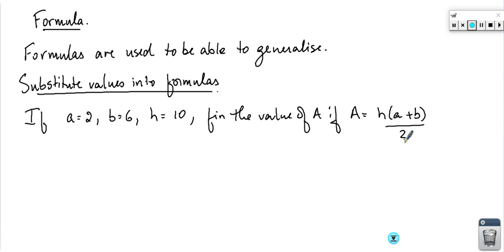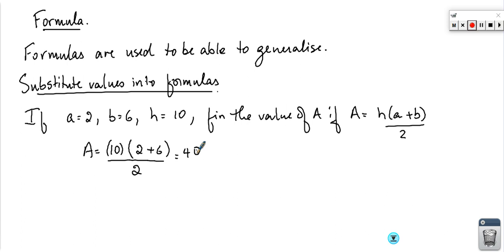So what do we need to do? We need to substitute a, b and h into that formula. And we get the following. A equals h, which is 10, times (a plus b), 2 plus 6, on 2. And we can then work that out. So it's 80 on 2, so that is 40.